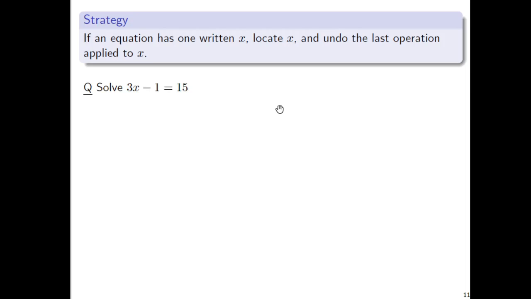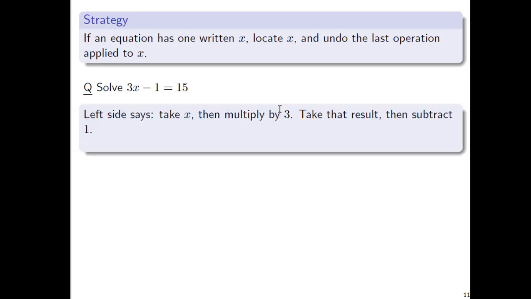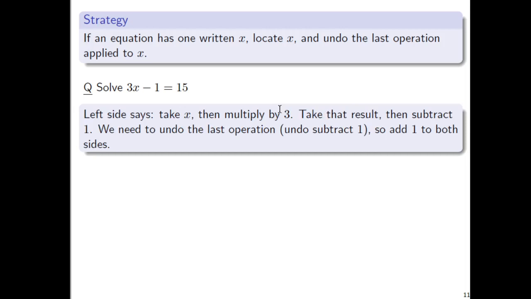So there's one x written, it's right next to the 3, and you'll notice that whatever x is, it gets multiplied by 3 due to order of operations, and then that result, whatever number that is, we end up subtracting 1 from it. So we should undo the last operation, which was a minus 1. To undo a minus 1, we should add 1 to both sides, right? So we'll undo that subtract 1, adding 1 to both sides.